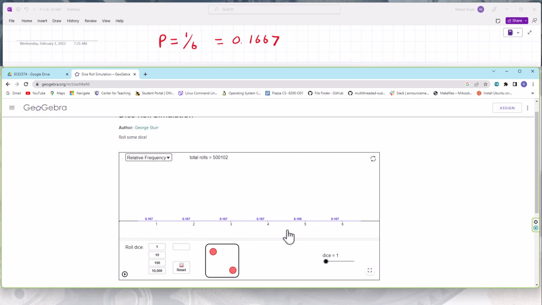Anyways, this is an illustration for the law of large numbers, which basically concludes this video. Stay tuned for the next video where I actually get to work on your homework problems.